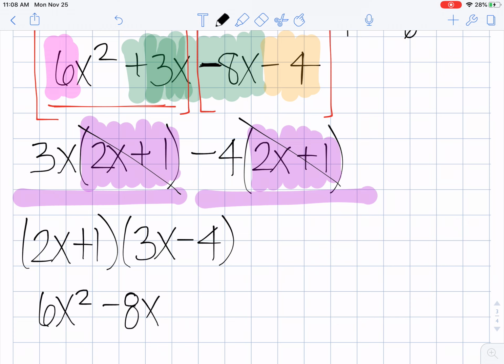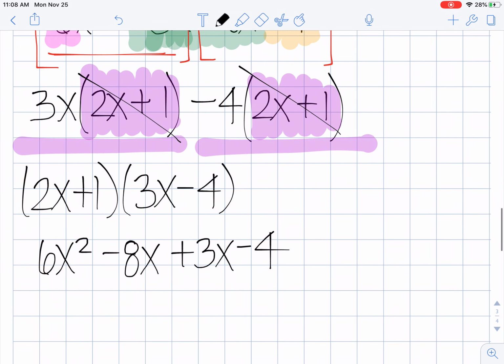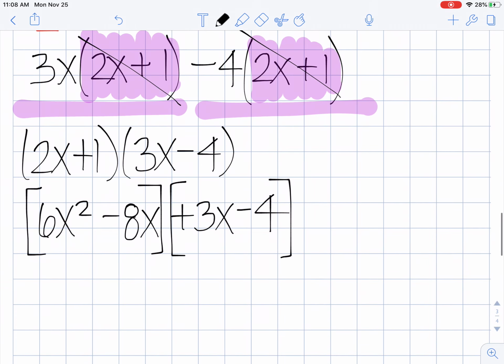Now, does it matter if I rewrote this as 6x squared minus 8x plus 3x minus 4? It does not matter. It will get you the same answer. Let me show you. If I do my factor by grouping, okay. What do 6x squared and 8x have in common? What number goes into both 6 and 8? 2. And they both have an x in common.